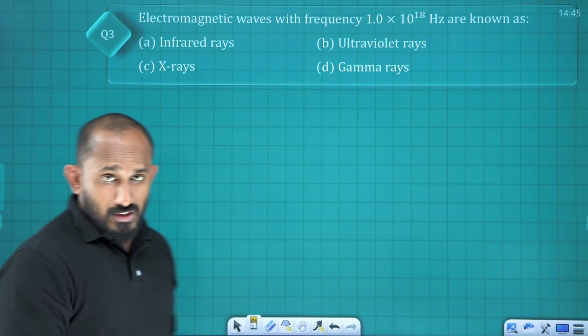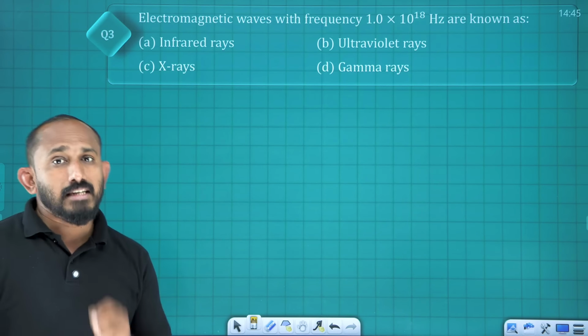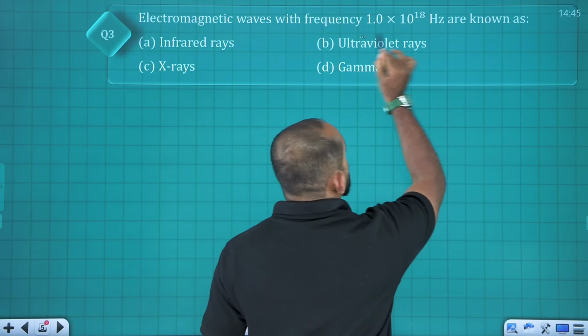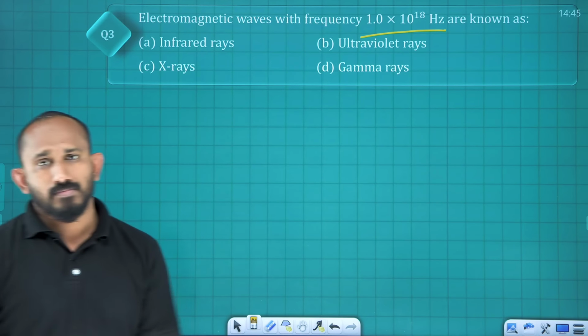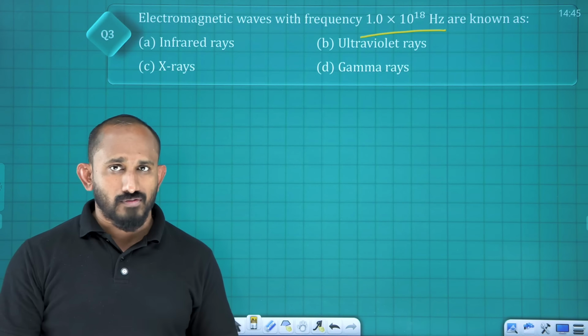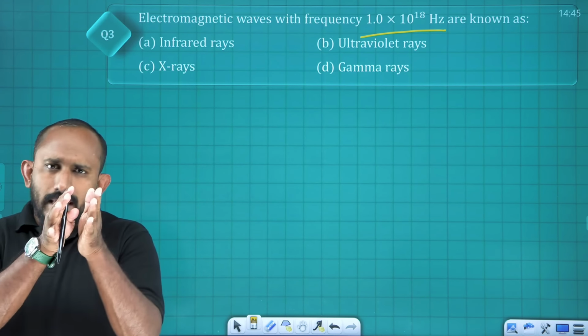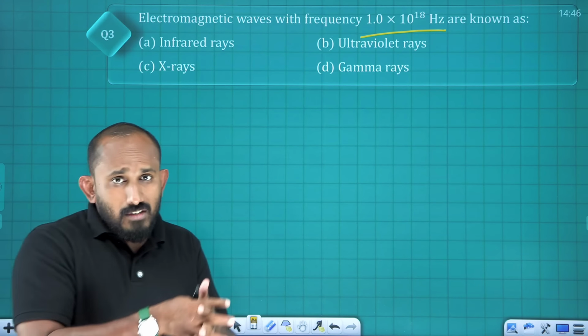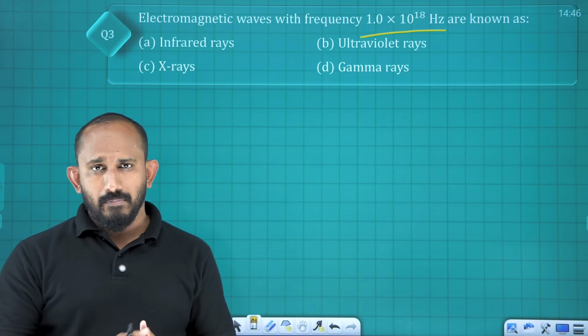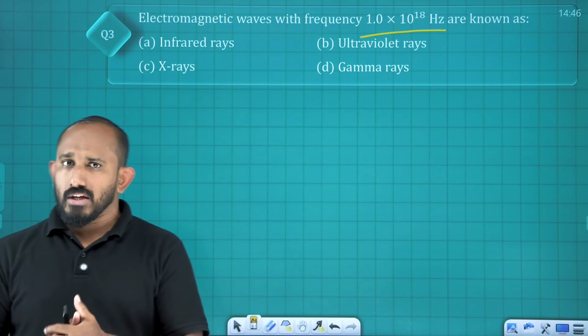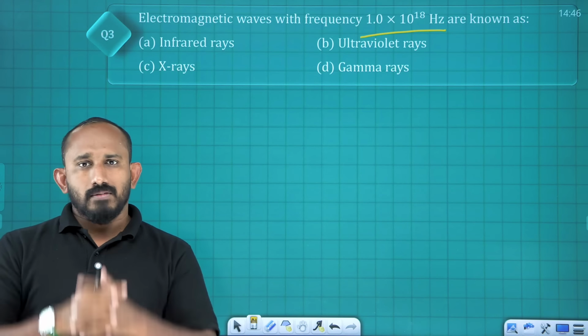Electromagnetic waves with frequency 1 into 10 raised to 18 Hertz are known as. So it's a frequency range they are asking for. If you do this question, going through each wavelength range and frequency range, sometimes you may feel difficulty. So previously I gave you the wavelength range. Then you fix that one.